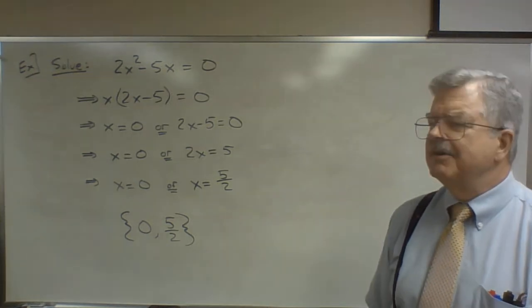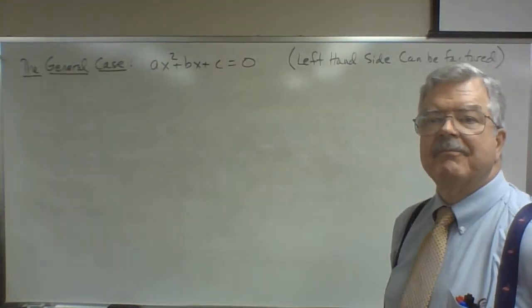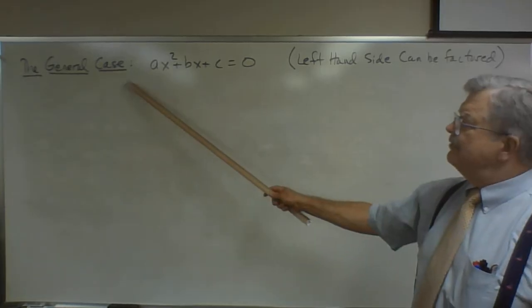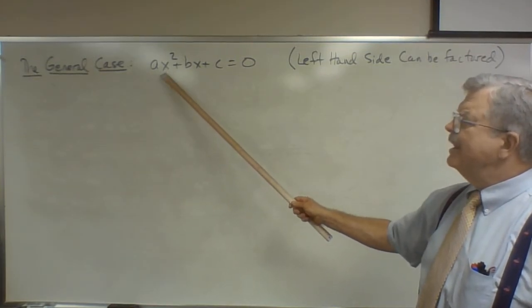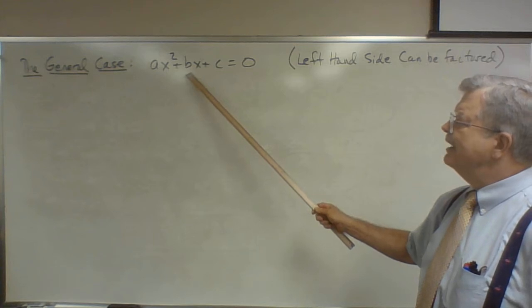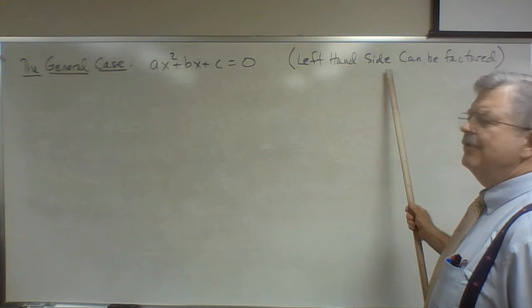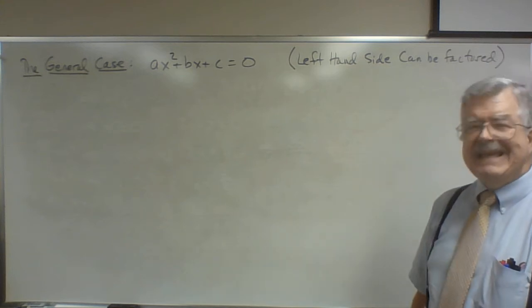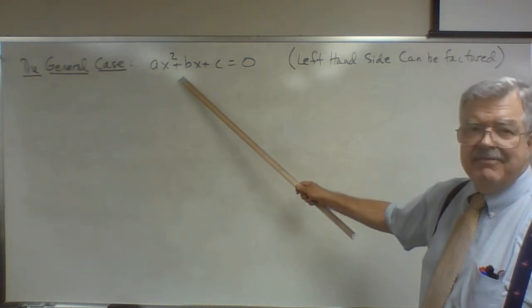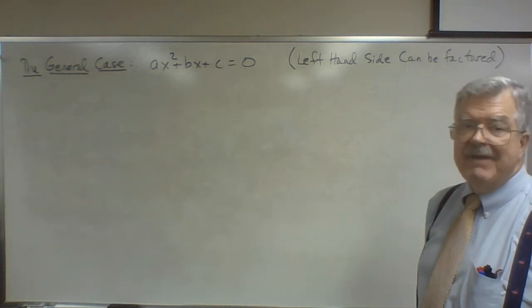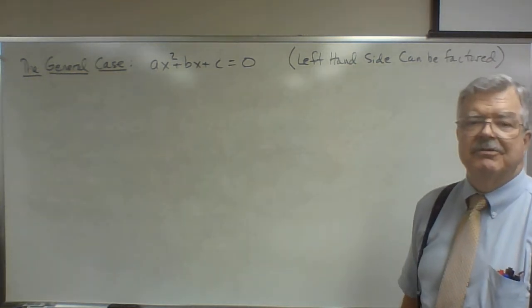Next, we'll consider the general case. This is the general case. The squared term is not 0. The x term is not 0. The constant term is not 0. And we're assuming that the left-hand side can be factored. If the left-hand side can be factored, then we factor. We set each factor equal to 0, and we've got our solutions.